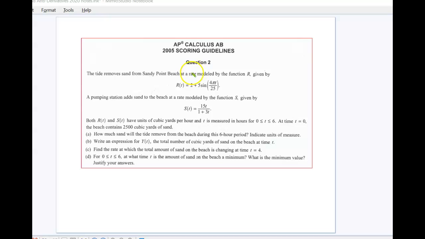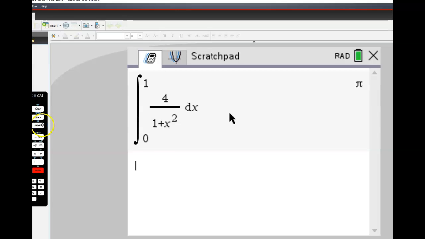So again, these are rates, so these are kind of like the derivatives, okay? It says both r and s have units cubic yards per hour, and at time t equals 0, the beach contains 2,500 cubic yards of sand. Well, this is a calculator question, so the first thing we're going to do is enter these functions into our calculator.